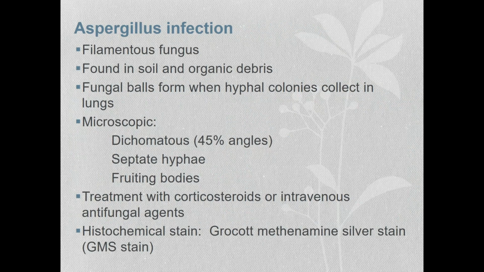So what about Aspergillus infection? It's a filamentous fungus. It's found in soil and organic debris. Fungal balls form when the hyphal colonies collect in the lungs. It's dichotomous. It has 45-degree angles, as well as septate hyphae, where Mucor could be in the differential, but it's more ribbon-like. There are fruiting bodies associated with the Aspergillus infection, which we saw quite nicely in this case. It's treated with corticosteroids or intravenous antifungal agents, and patients tend to do very well.